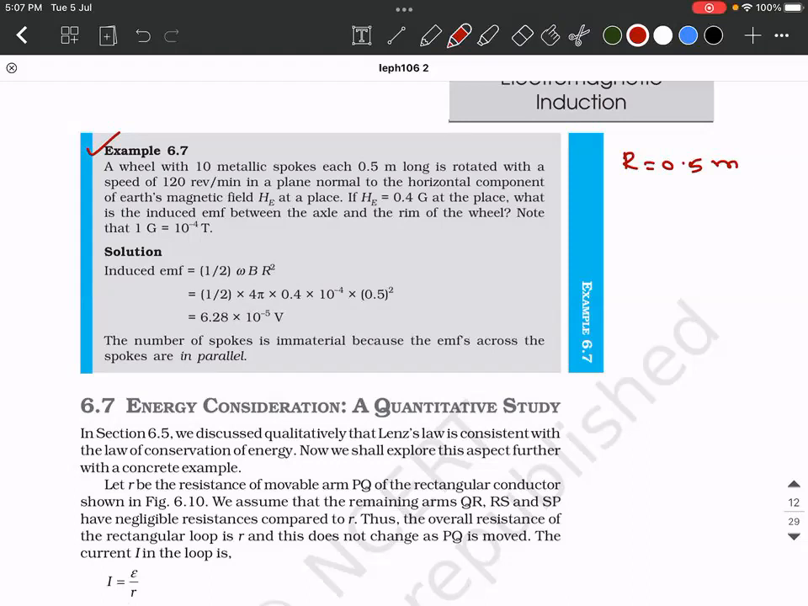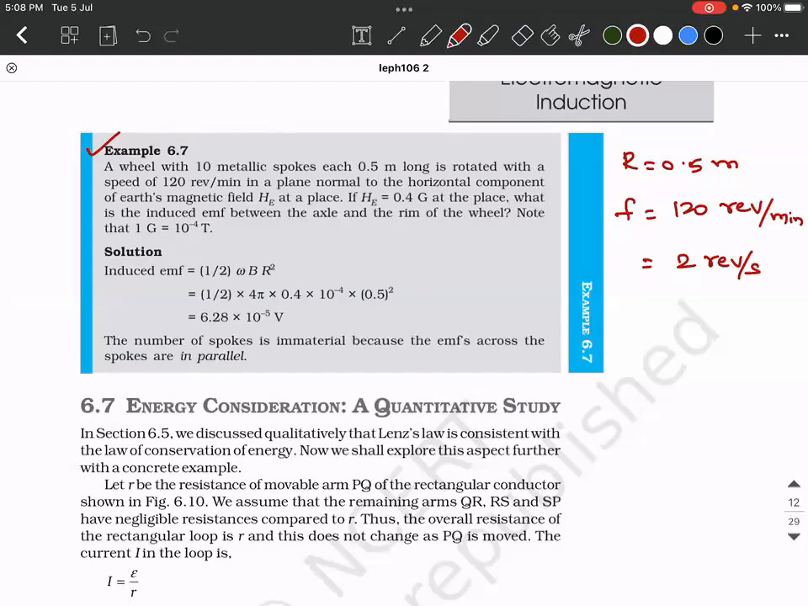The speed is 120 revolutions per minute. What is the speed telling us? It is telling us F. Omega would have been radian per minute; F will be revolutions or rotations per minute. So frequency is 120 revolutions per minute. There is one common thing you can always find: you have to convert revolutions per minute to revolutions per second. So 120 revolutions per minute is 2 revolutions per second, because 1 minute is 60 seconds.